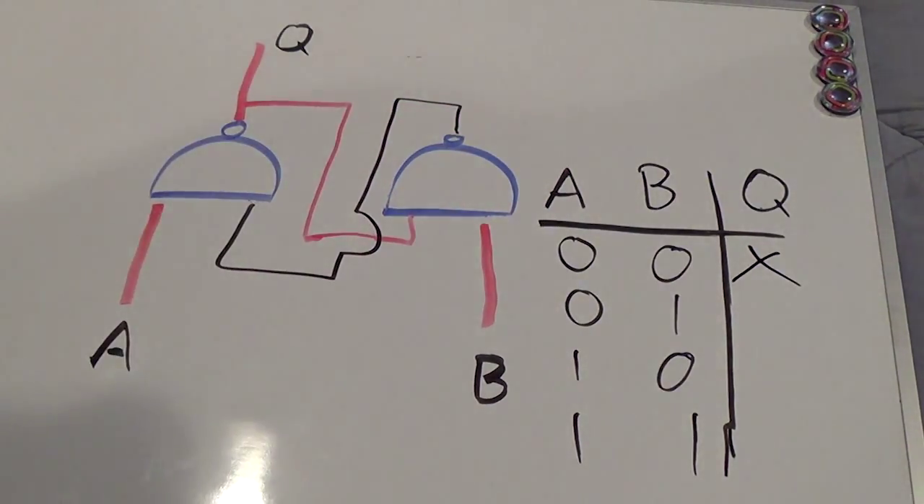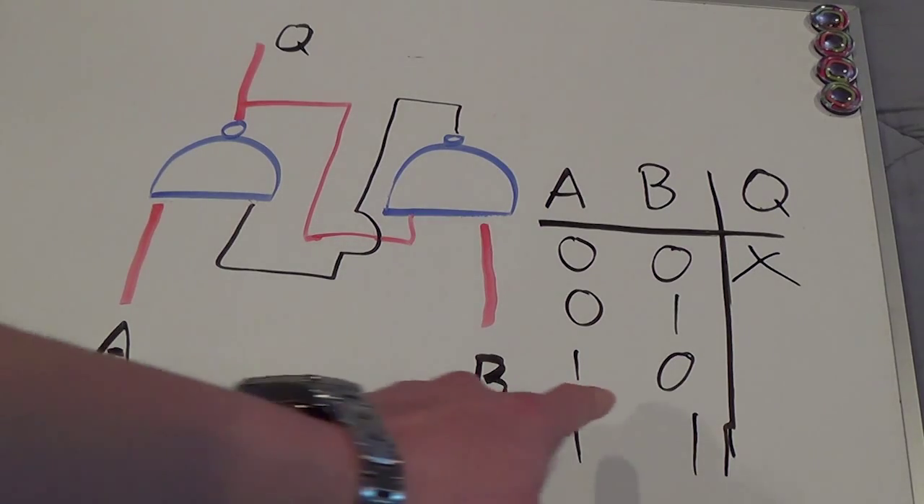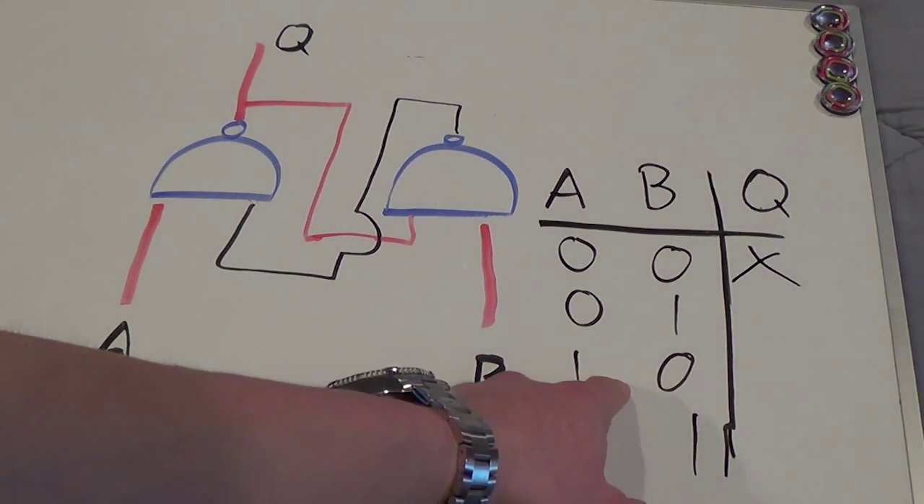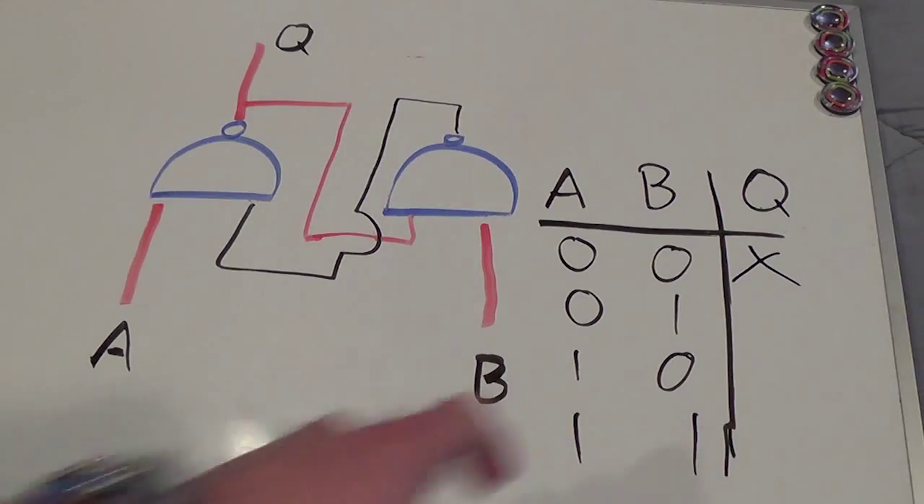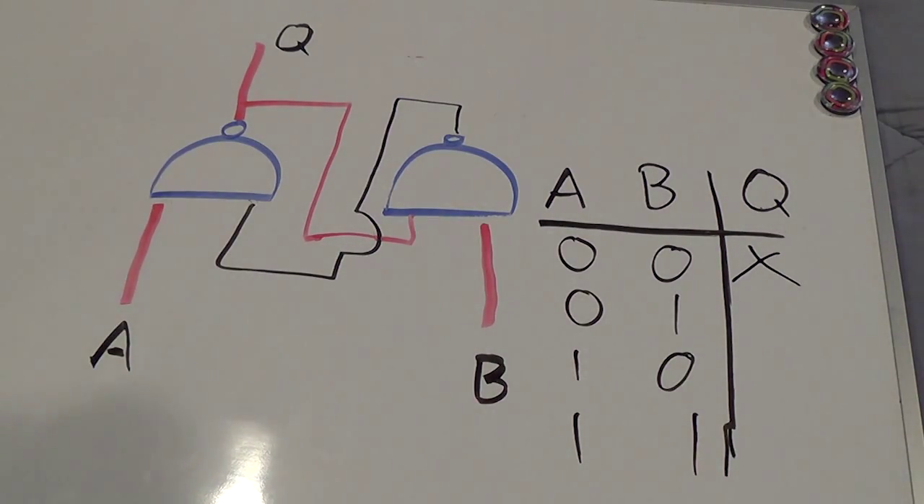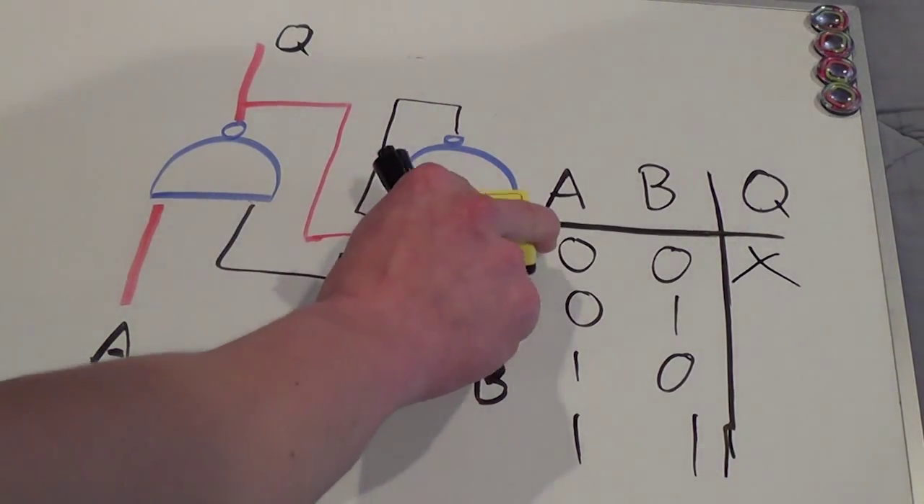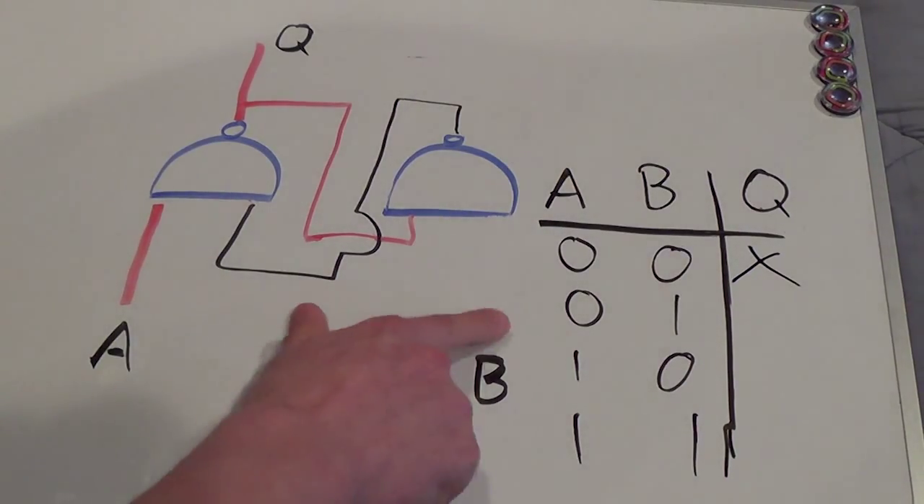Another set of inputs we could have is 0, 1. Actually, I'm going to go over that one later because I want to be able to see change on this SR NAND latch when we do something. So we're going to work on input set 1, 0. So we're going to see what happens when we drop B low.